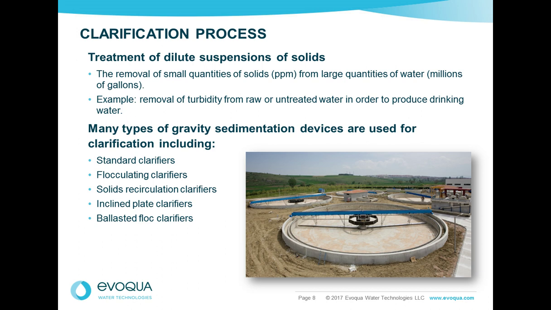So clarification, a simple working definition of clarification is the removal of small quantities of solids by gravity sedimentation from large quantities of water. Examples include the removal of turbidity as a step in producing drinking water, or settling sludge from a biological process. There are many designs: standard circular clarifiers, flocculating solids contact, assisted settling designs, inclined plate and ballasted floc clarifiers. And we'll just touch on a few of those next.